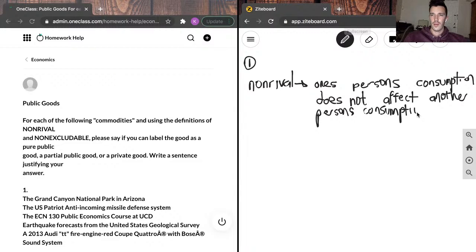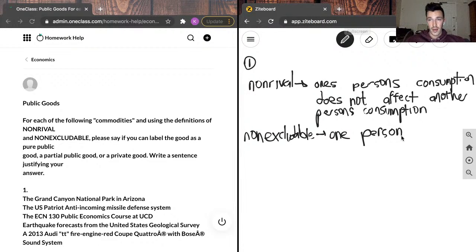And non-excludable is how it sounds. Non-excludable means that one person cannot exclude another from enjoying a good. So we can think of a private good as excludable, because the owner of the good can stop whoever wants to consume it from consuming it. But non-excludable goods, like maybe a public park: if you go to a public park, you don't own the park and you cannot stop somebody else from also going to the park.